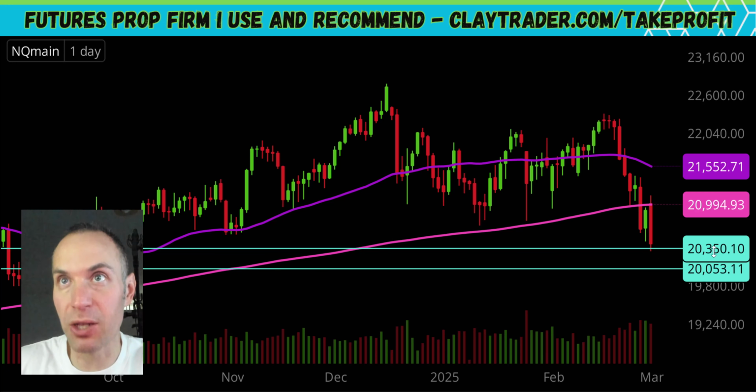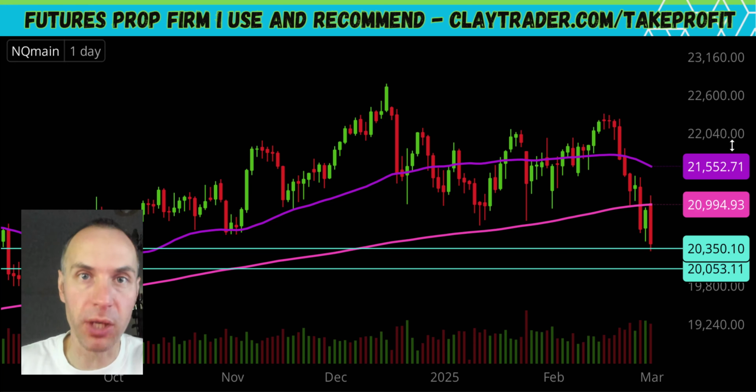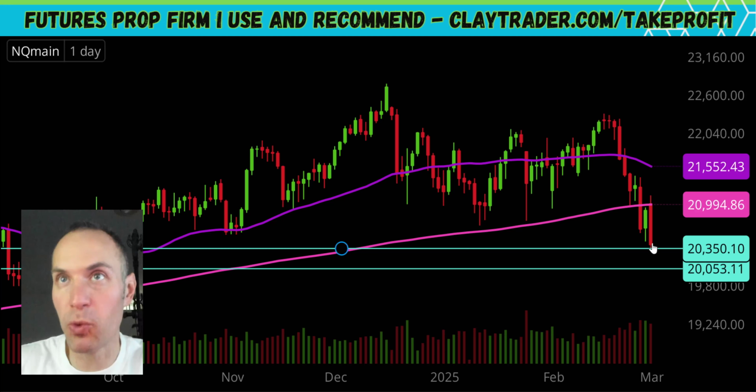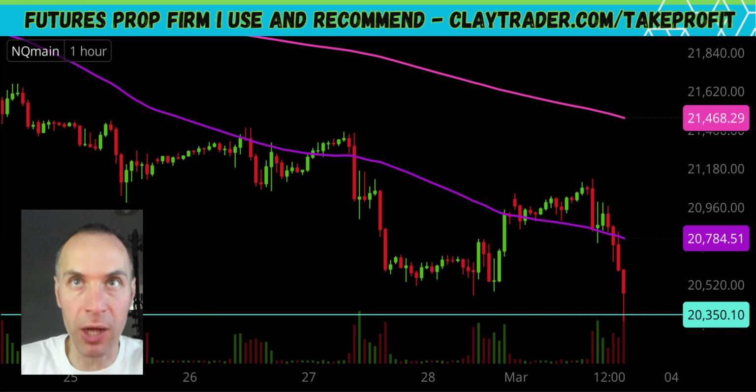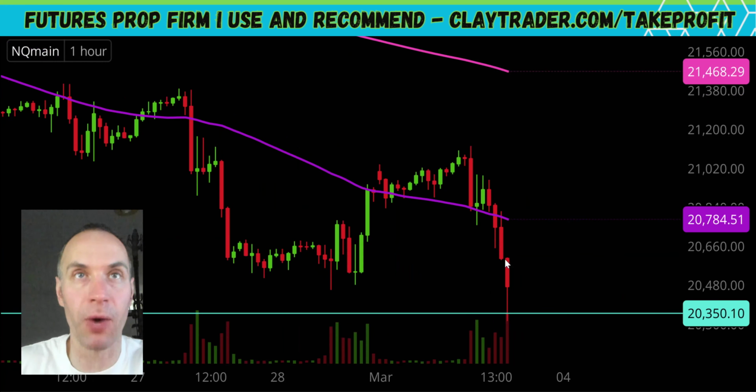So if 20,350 does not quite hold up, no such thing as a guarantee, but I don't think anybody would be shocked at all if the price were to drift down to that 20,050 mark. So those are going to be the two main areas of support headed into the next session. We'll now drop back to the 1 hour time frame here.